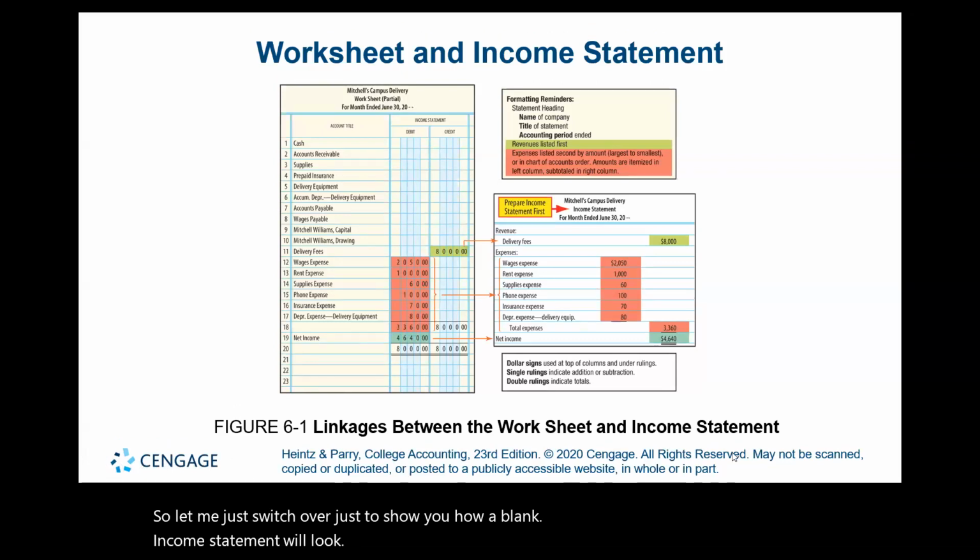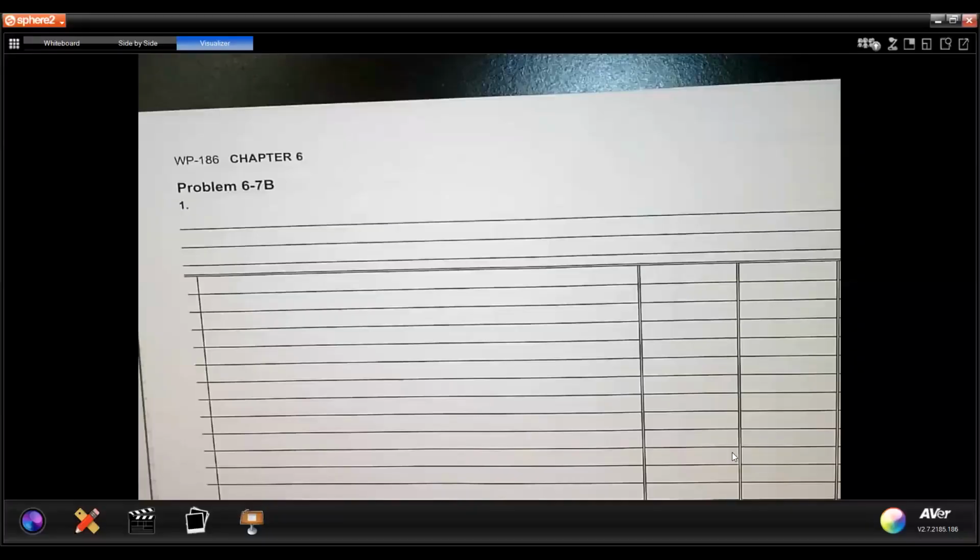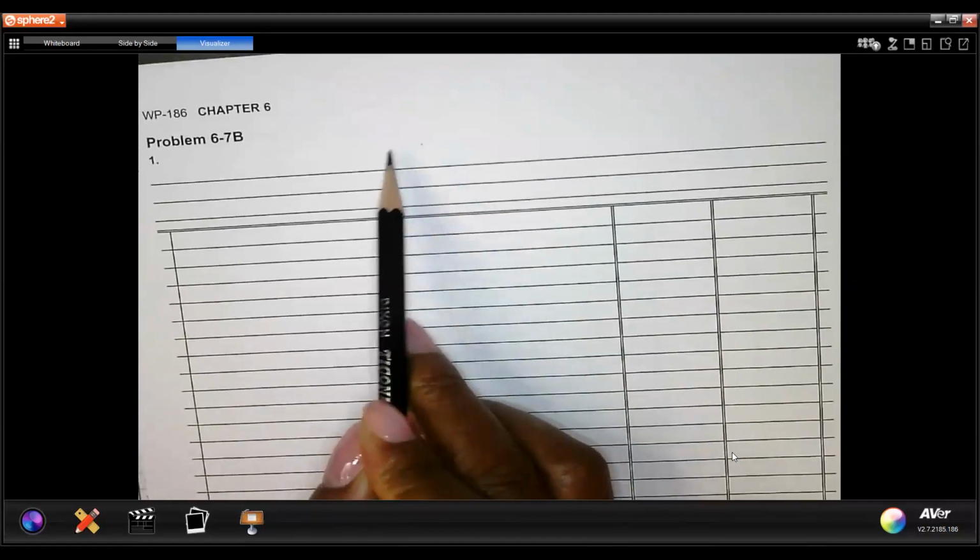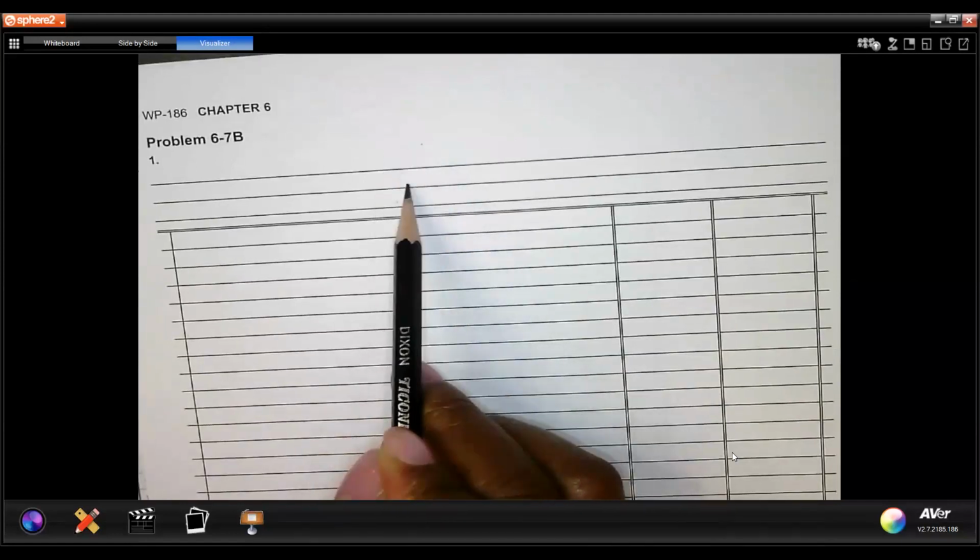So this is how a bank income statement will look. As you can see, we have our 3 title lines. So we will list the name of the business on the top line. On the middle line, we will list the name of the statement. In this case, it will be income statement.